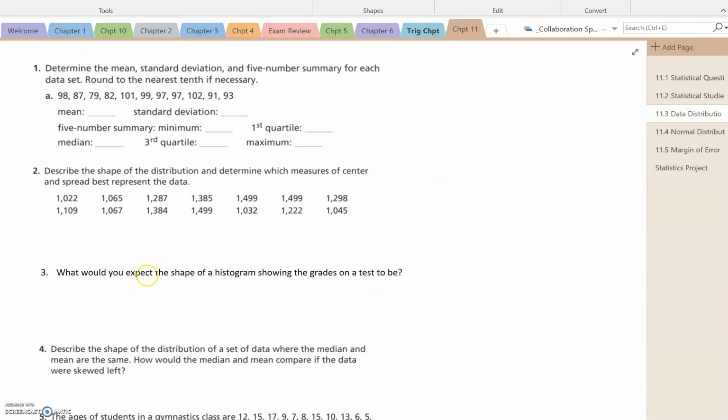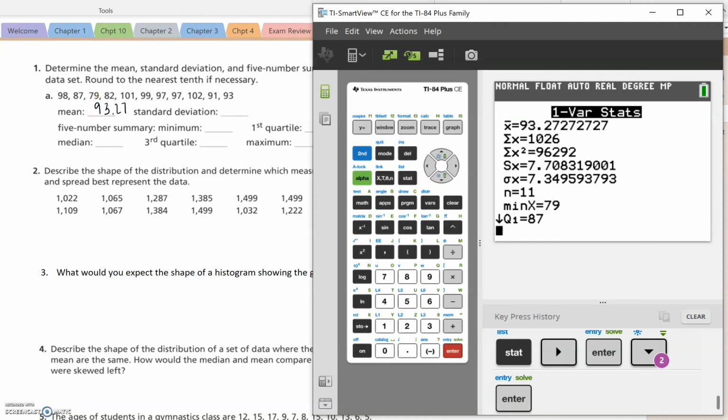So moving over here, our mean, 93.27. Our standard deviation is, now they give us 2. They give us our Sx, which is our sample standard deviation, and then they give us sigma x, and that's our population standard deviation. Unless they specifically tell you you're looking at your population, we're going to use our sample standard deviation. So our sample standard deviation is Sx, 7.71.